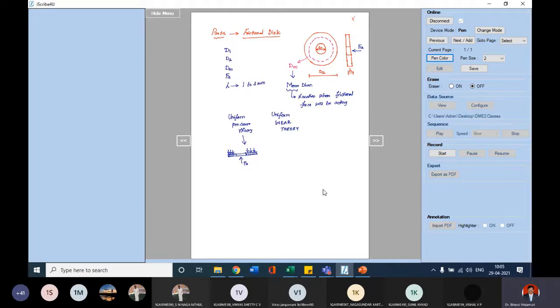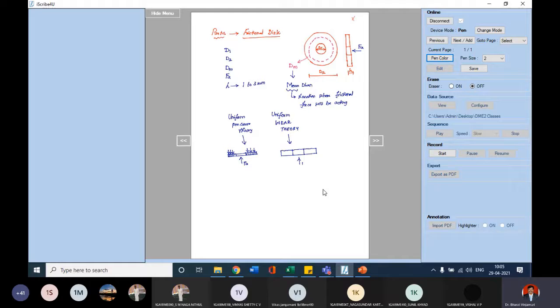But in used clutches, the surface will not be flat, it will be a slightly rugged surface. There will be a worn out surface. The friction lining would have been worn out. In such cases, the uniform pressure condition may not be applicable. In such cases, we consider the uniform wear theory, as we call it.